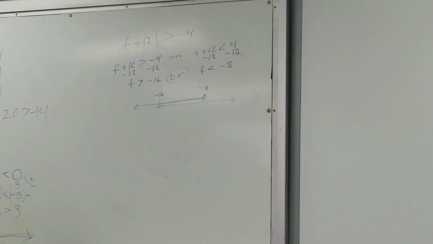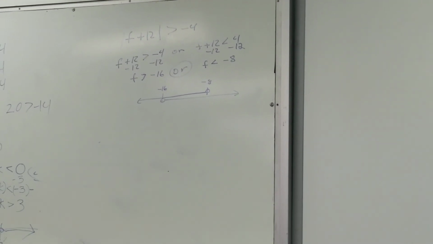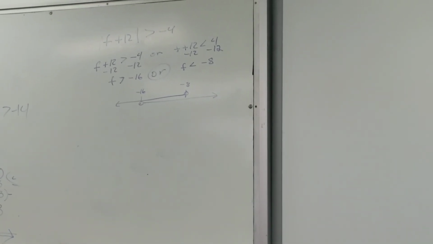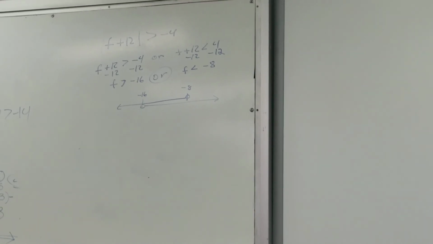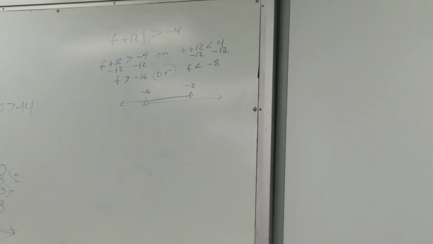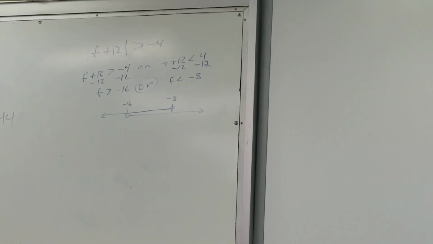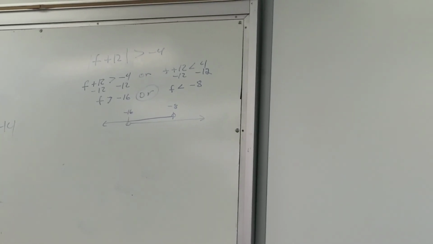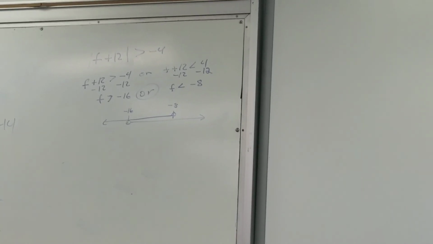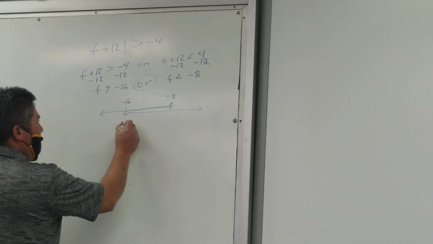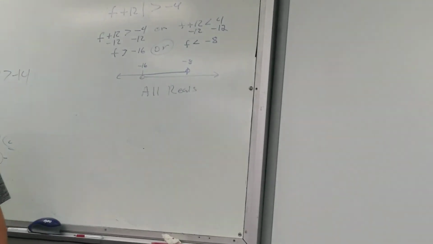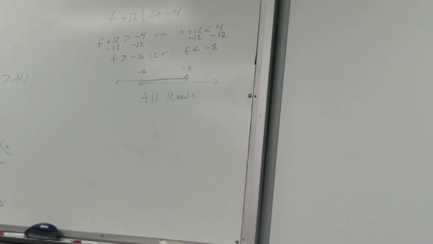So what is this telling us? Is everything true? Everything is true, isn't it? 0 worked for one of them, right? Did negative 30 work for one of them? And as long as it's an or, then it's true for everything if they overlap. So this is all reals.